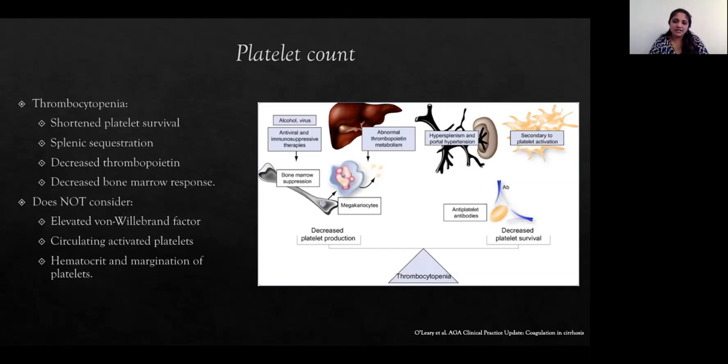However, what we don't consider while just looking at the platelet count and thinking about their bleeding risk is that they have other factors. They have elevated von Willebrand factors. There's this thought that platelets are activated and functioning a little better, and the platelets can be marginated because of high hematocrit. So there are other factors that play a role in this as well.